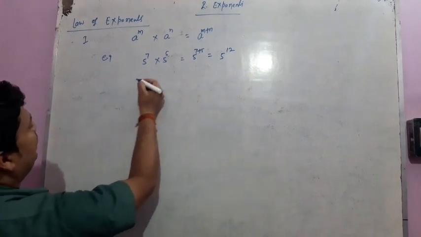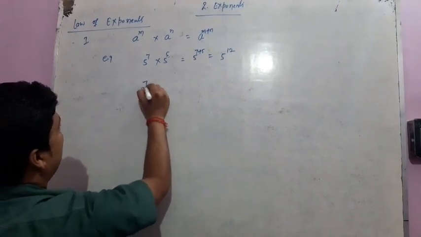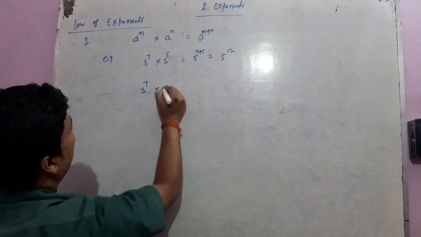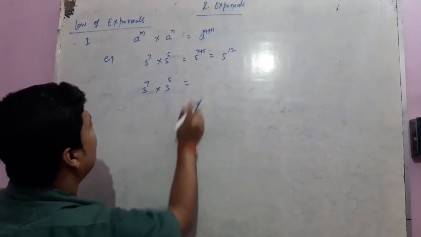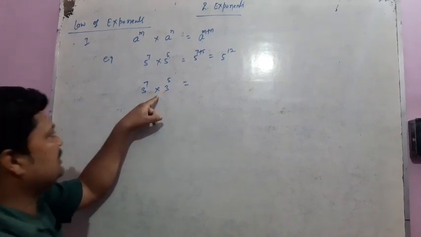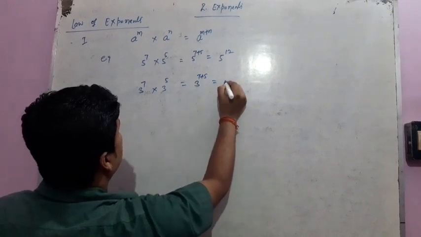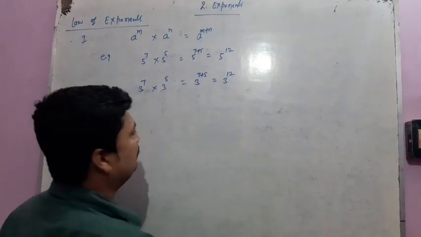One more example here. 3 to the power 7 into 3 to the power 5. Now both numbers have the same base and they are in multiplication, so we have to add their exponents. 7 plus 5, that is 3 to the power 12.